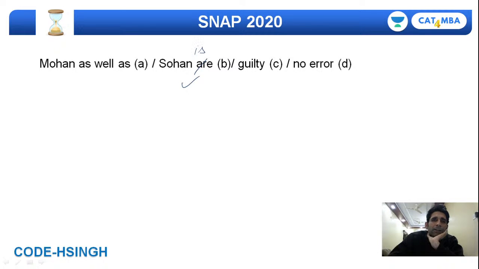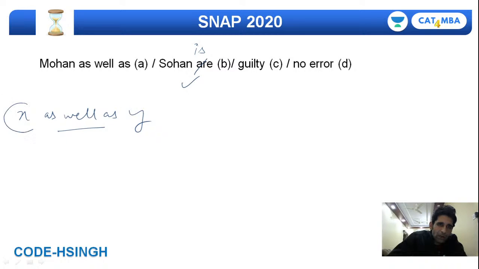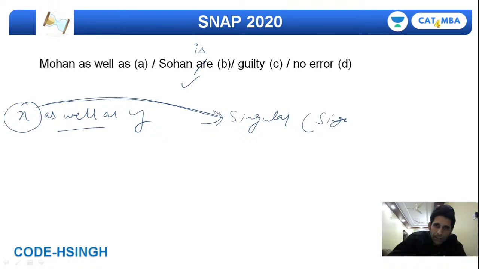The answer is that you need a singular verb, and this is the reason. When you have two subjects in a compound noun, and those two subjects are attached by the joining phrase as well as, you always decide the verb according to the first entity, not the second one. If the first entity, that is X, is singular, then use a singular verb, and if X is plural, then use a plural verb.